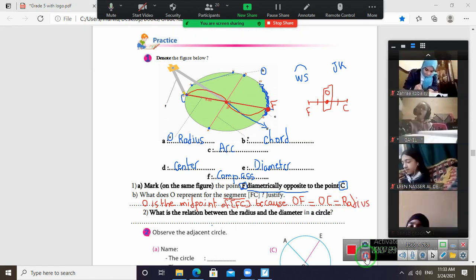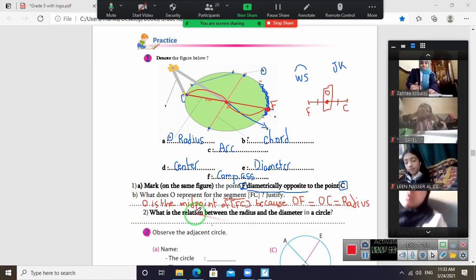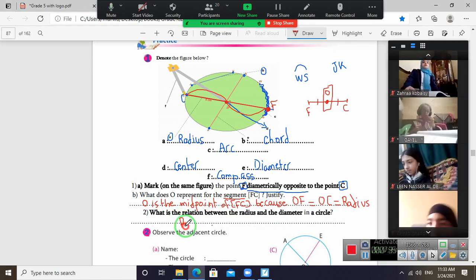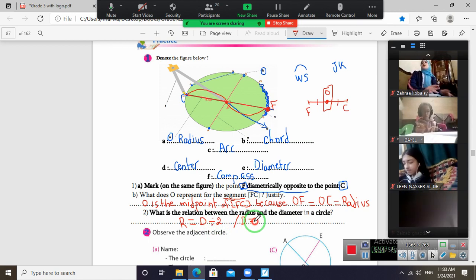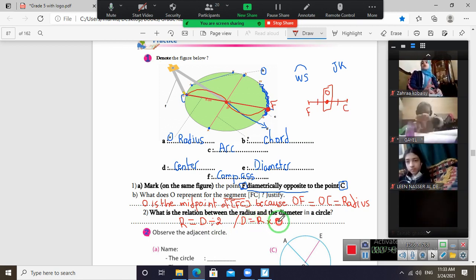So now what is the relation between radius and diameter? As you know, the radius is equal to the diameter divided by 2. Or we can say the diameter is equal to the radius times 2.